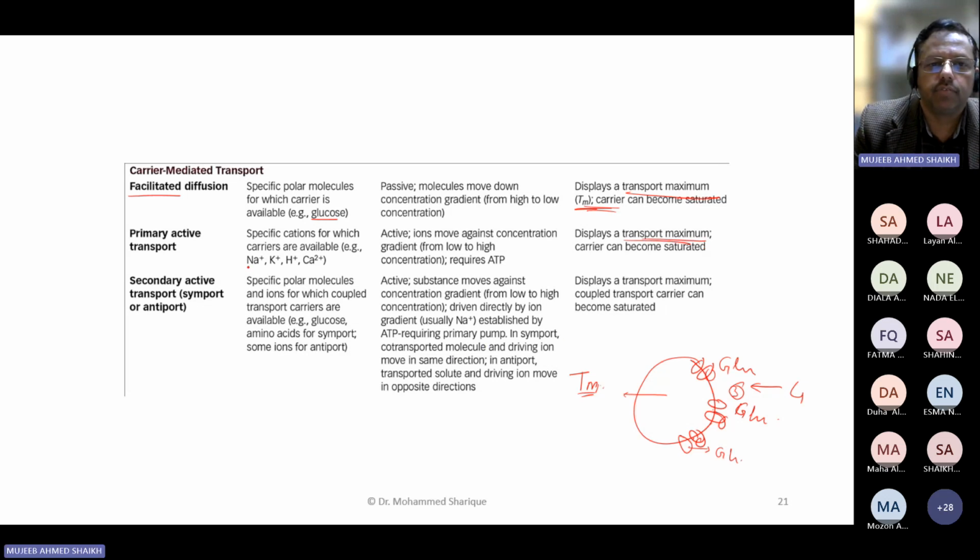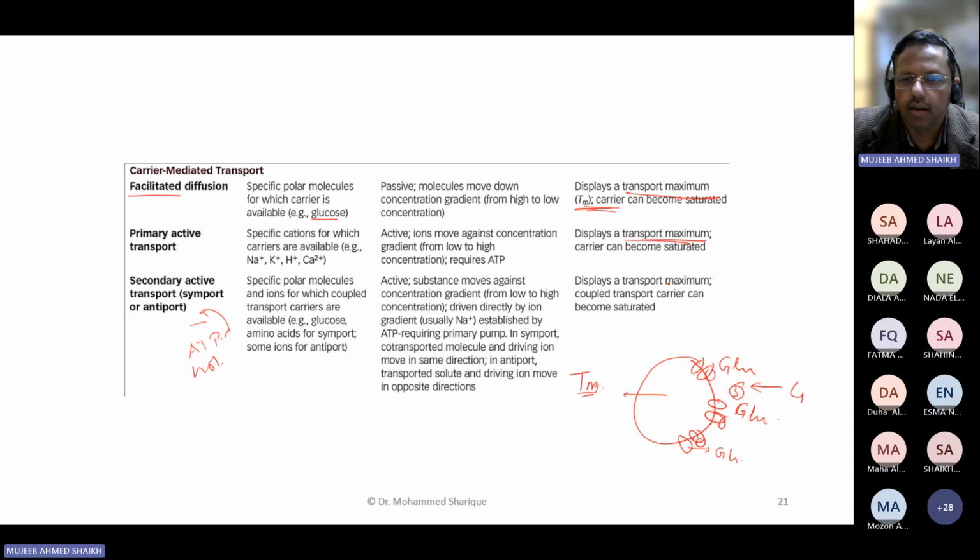In primary active transport, the example we have seen is the sodium potassium ATPase pump. It moves ions in the opposite direction, against their concentration gradient. Energy is utilized directly at the level of the pump, so it is called primary active transport. Secondary active transport is the same as the primary, except the energy is not utilized at the site. It is utilized somewhere else, and because of that action there is a movement occurring here. That's why it is called secondary active transport.